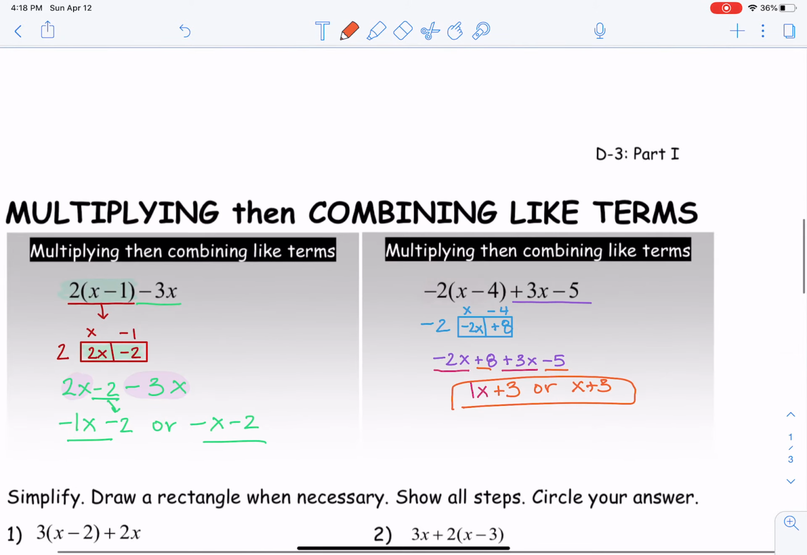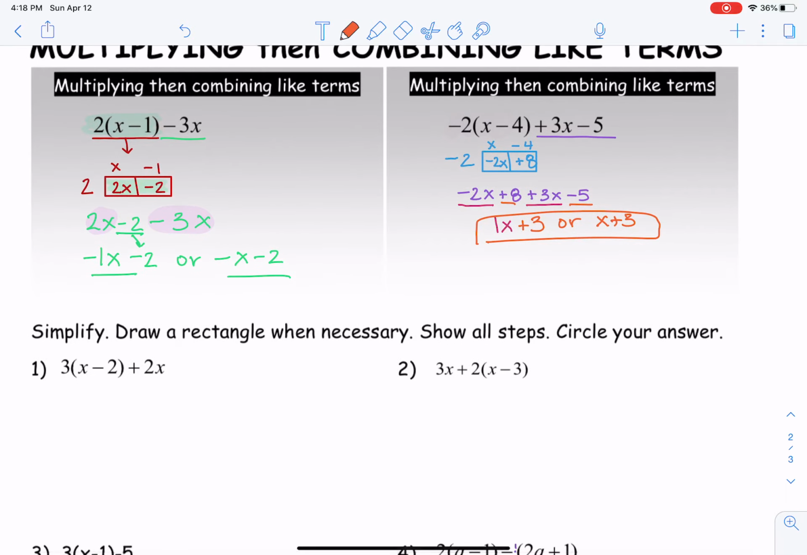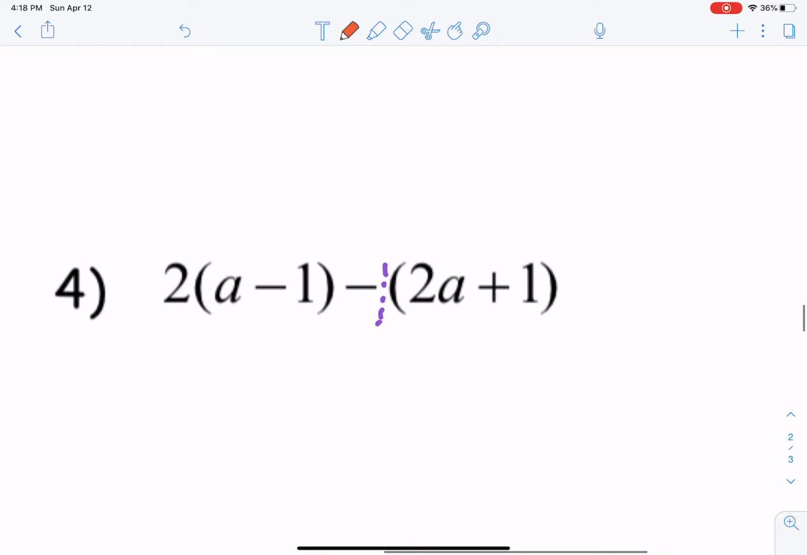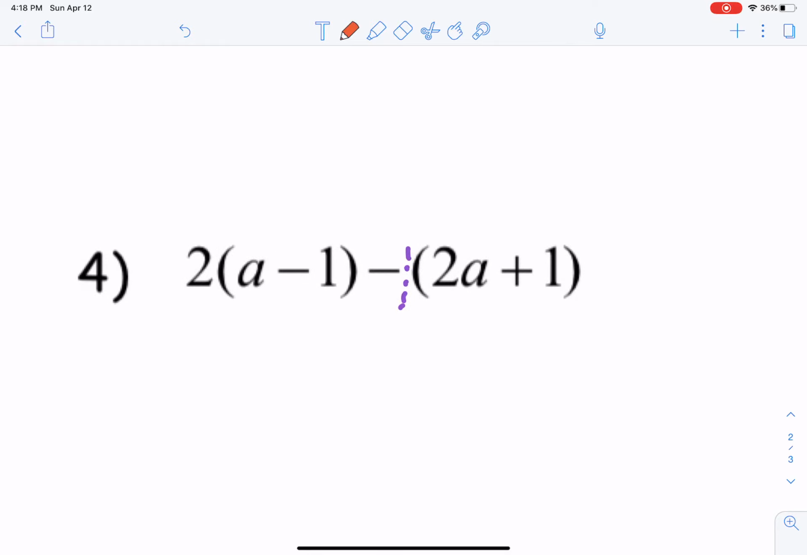I hope this video helped you guys out and you're able to do the rest on your own. I just want to give you a small hint for number 4. There's an invisible -1, so don't forget that.